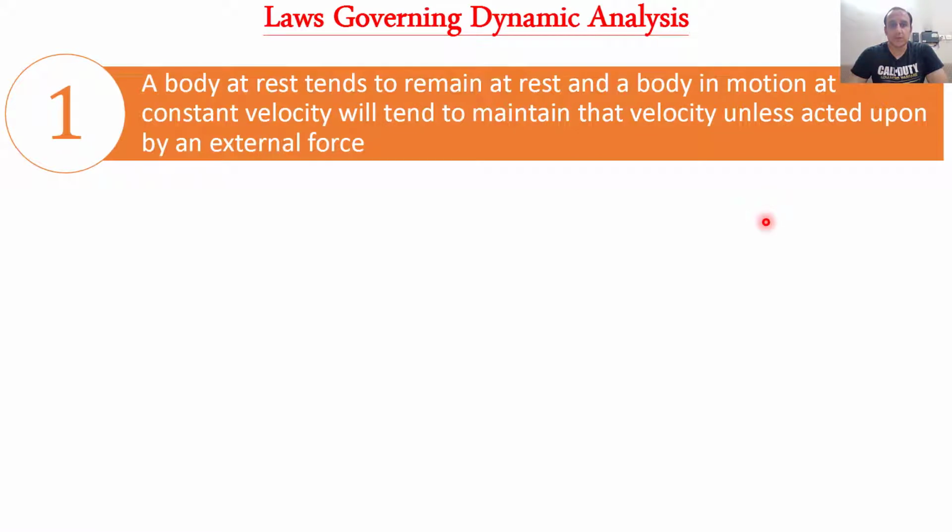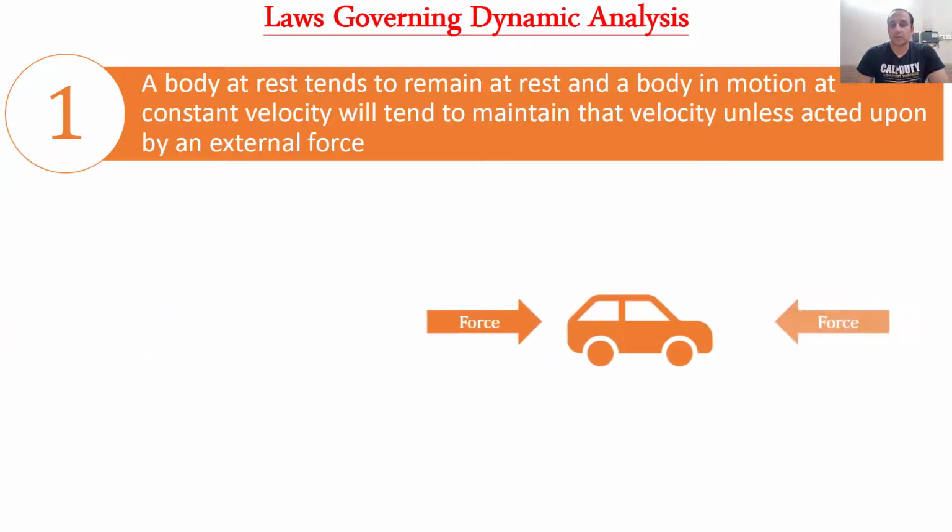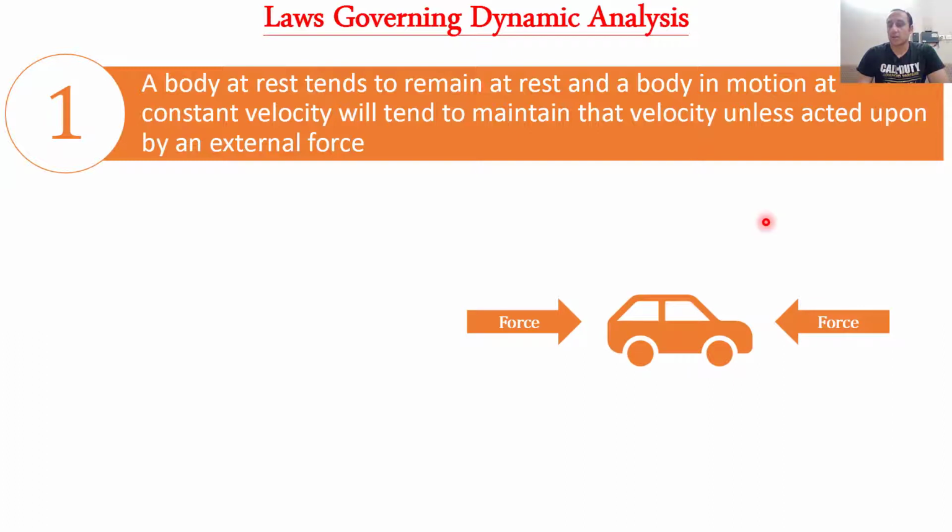Okay, so in the first law, what's written? If we have a car, this car will remain at rest unless we apply a force, and when we apply a force, what will happen? An acceleration will be produced in the car which will be proportional to the applied force. And if we have a moving car and we apply the same force in the opposite direction, what will happen? The car will be stopped. Okay, so this is the first law of motion proposed by Newton.